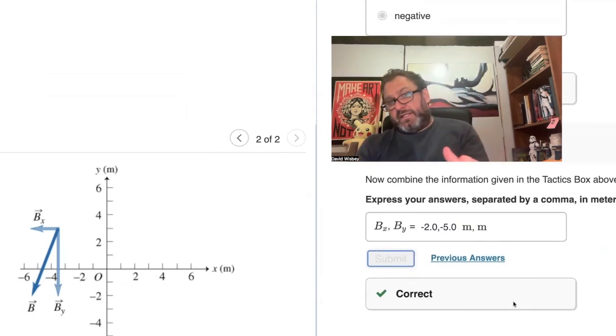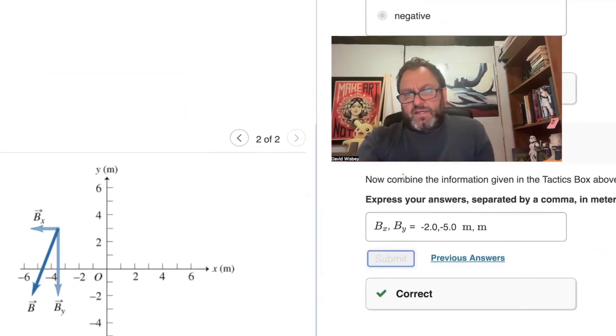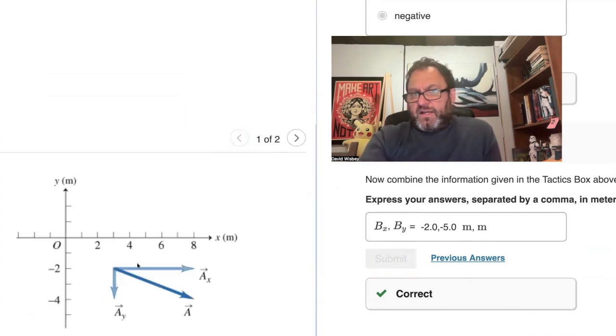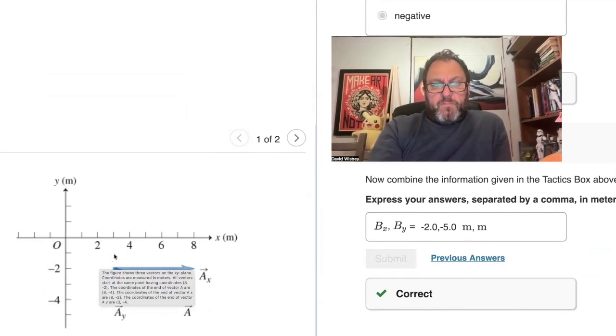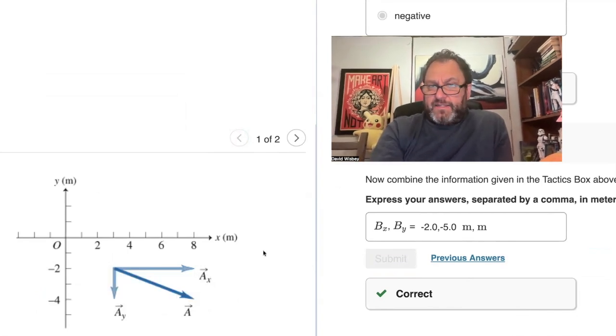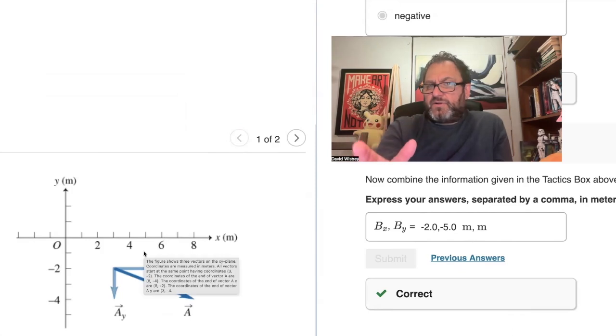Yay! We did it. So that's really the key, identifying the X and Y components of our vector here. And we see that it does not start at the origin. The beginning of our vector is +3 and it goes to 8. And so we subtract the difference between those. Basically, it's 5 meters long in the X direction and it's 2 meters long in the Y direction, pointing in the negative direction for vector A.